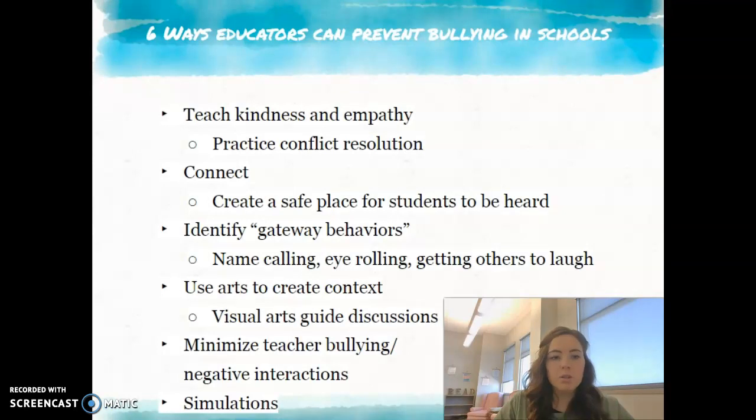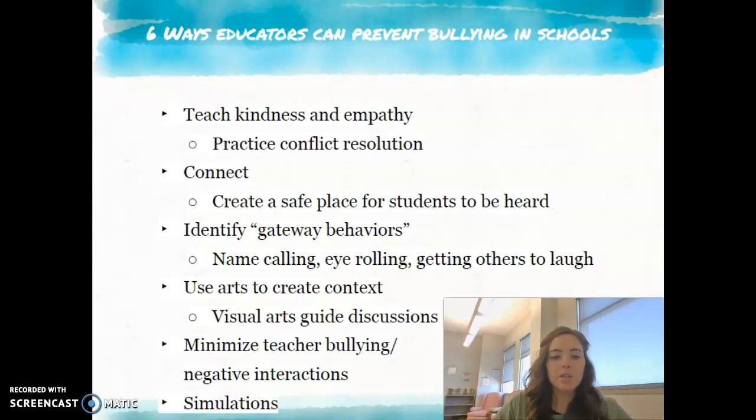The next article was 6 ways educators can prevent bullying in schools. So some of these ways were to teach kindness and empathy, which is a practice conflict resolution. So teach kids how to respond to those. The next is to connect, to create a safe place for students to be heard. Third is to identify gateway behaviors.